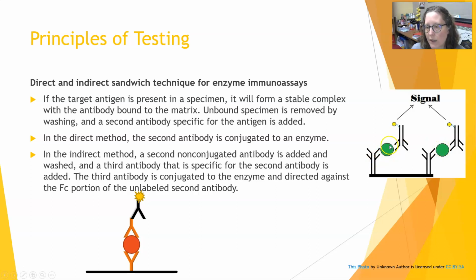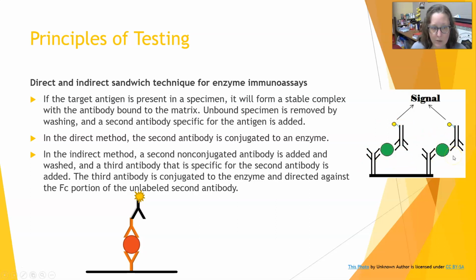If there was no antigen, if this molecule was not present in the sample, then the second antibody has nothing to bind on, and with another wash step it would be removed and you would have no signal. In the direct method, the second antibody is what is conjugated to the enzyme. So this is a direct sandwich immunoassay represented here.